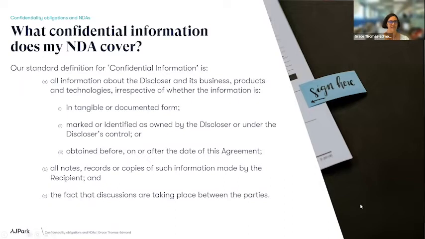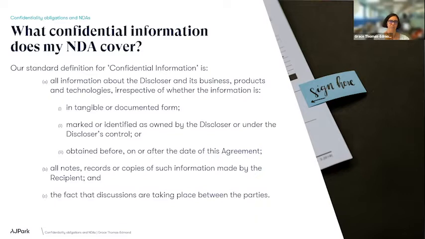So this is getting more, I guess, into NDAs. An NDA is a non-disclosure agreement or a confidentiality agreement. That's an agreement you would use to protect that confidentiality, especially in a situation where you might not have another agreement. So say you're having early stage discussions with a potential partner or a potential supplier or a potential customer, and you don't yet have any other contract in place.